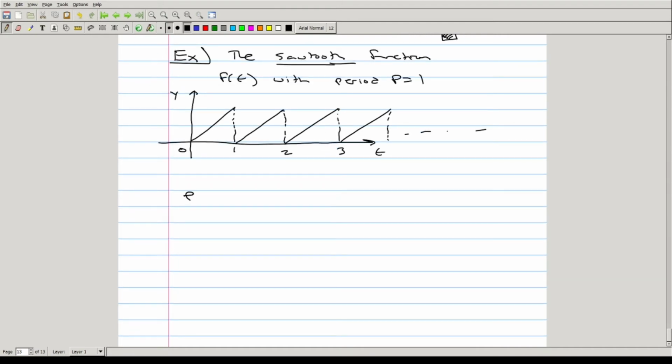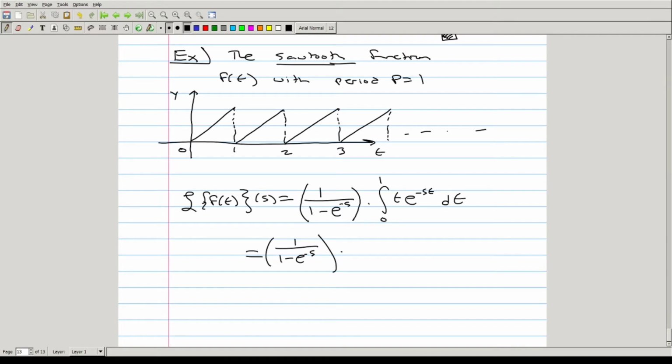So applying this formula then gives us that the Laplace transform of this function is going to be equal to 1 over 1 minus e to the negative s, times the integral from 0 to 1 of t times e to the negative st. Which simplifies to 1 over 1 minus e to the negative s times negative e to the negative s over s, minus e to the negative s over s squared, plus 1 over s squared.